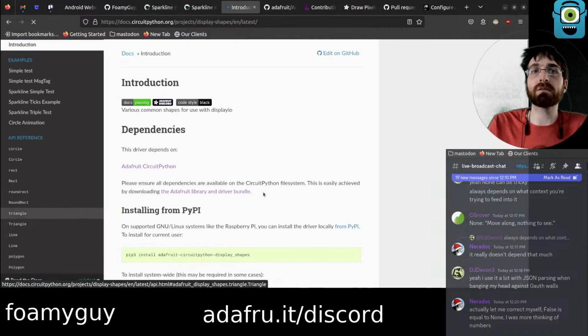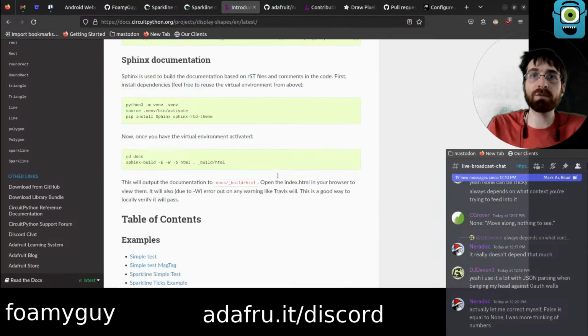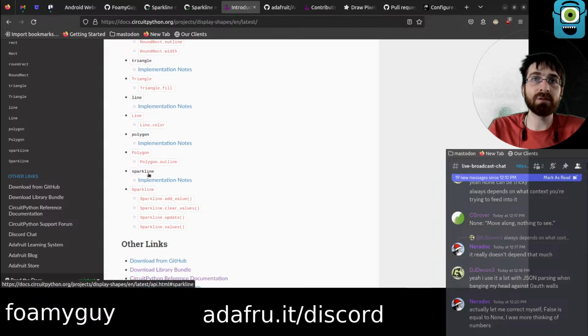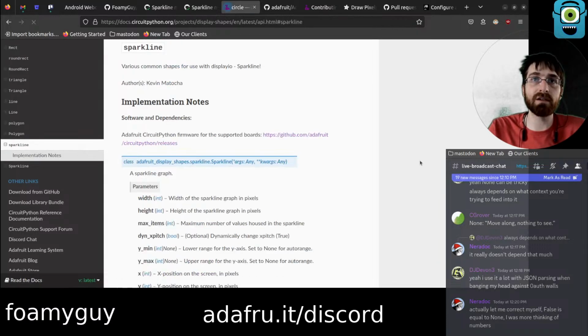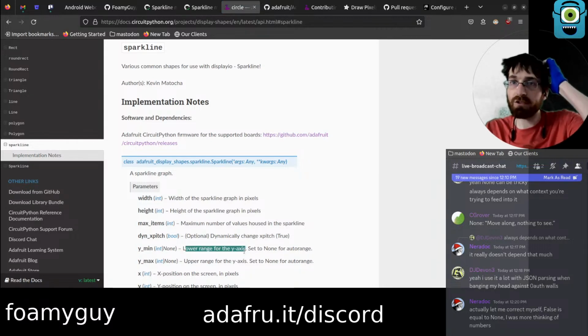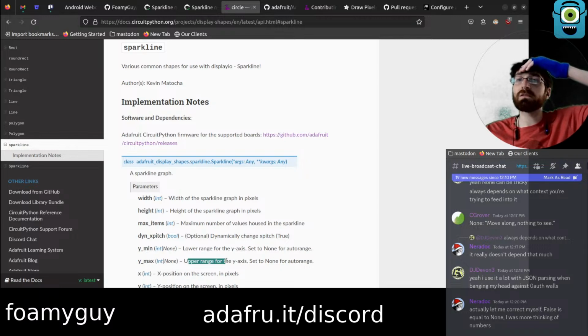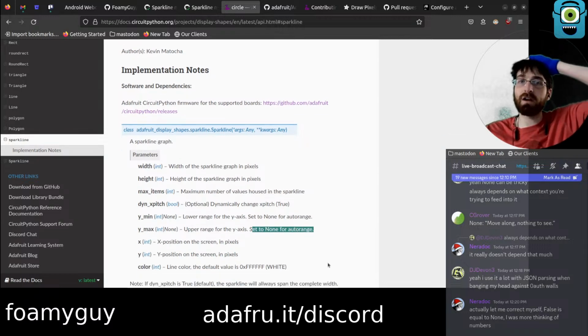Look at the current docs. What are min and max supposed to be? Are those supposed to be the actual minimum and maximum, or just the starting lower range for the x-axis, set to none for auto range? Upper range for the x-axis, set to none for auto range.